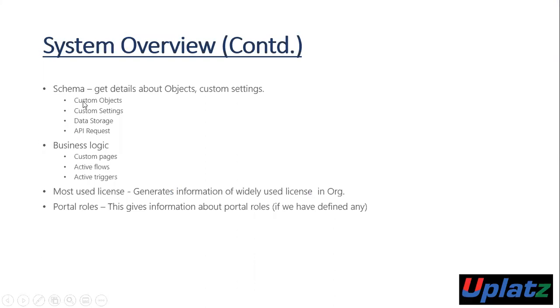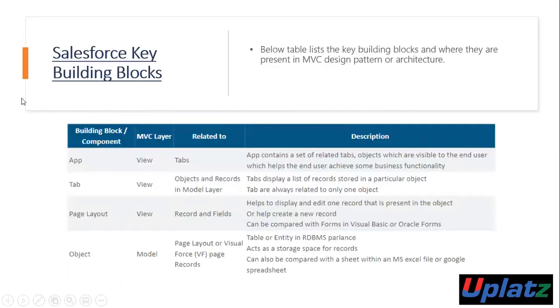What we can see inside the system overview: we can see schema, business logic, most used license and portal roles. In schema, we can see custom objects, custom settings, data storage, API requests, and in business logic, there are custom pages, active flows, active triggers, then license and portal roles, as we have seen in the Salesforce key building blocks. This is the table that I have created, which shows the key building blocks.